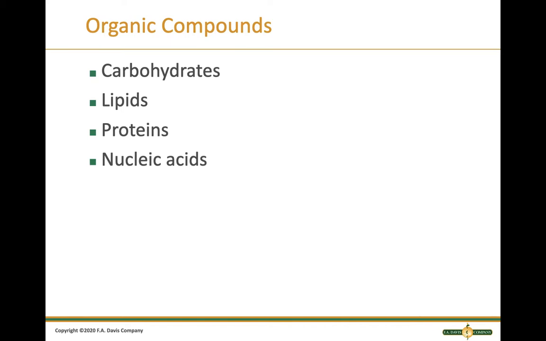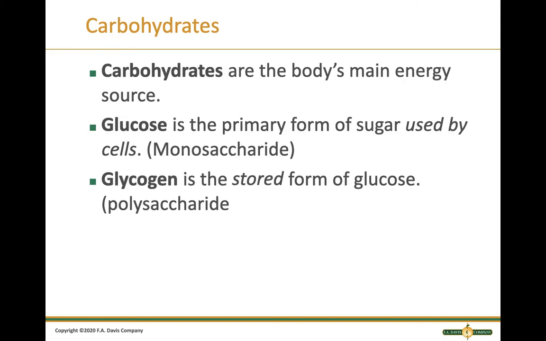The 4 main ones you need to know are carbohydrates, lipids, proteins, and nucleic acids. Carbohydrates are the body's main energy source. They're the easiest energy source, the quickest. They can be classified as a monosaccharide, which would be one, so glucose is what our cells primarily use.